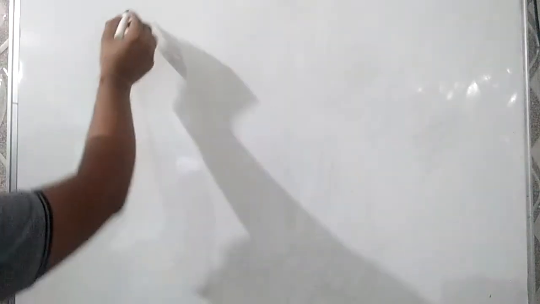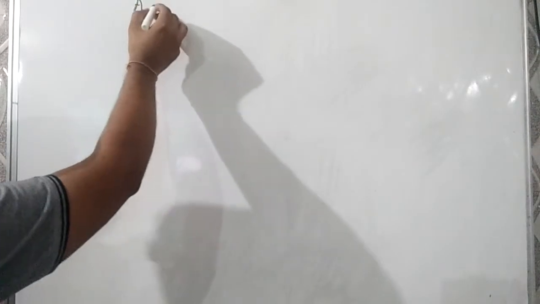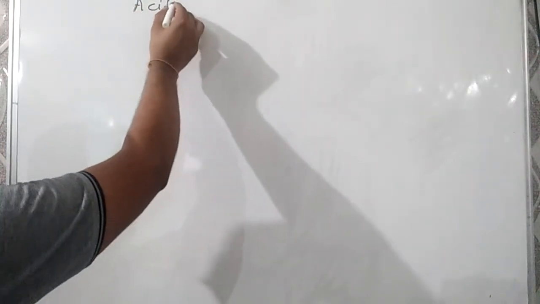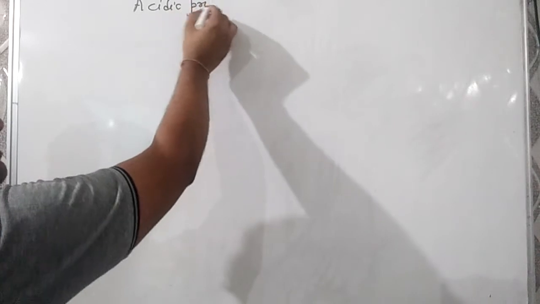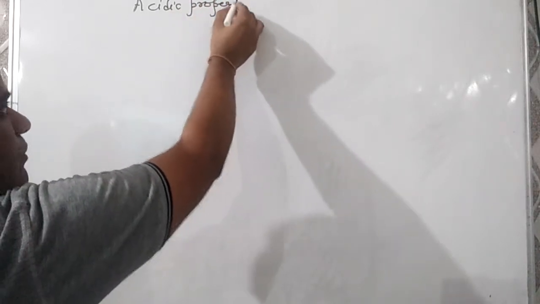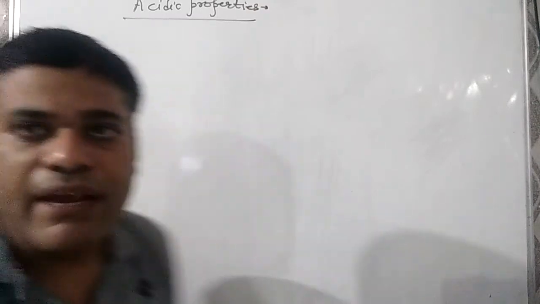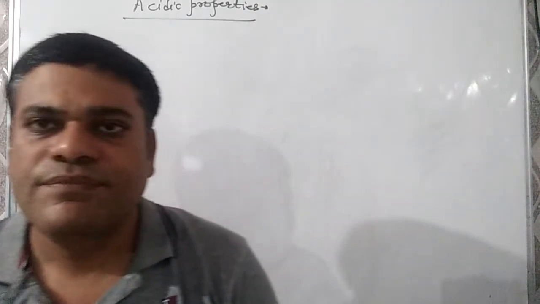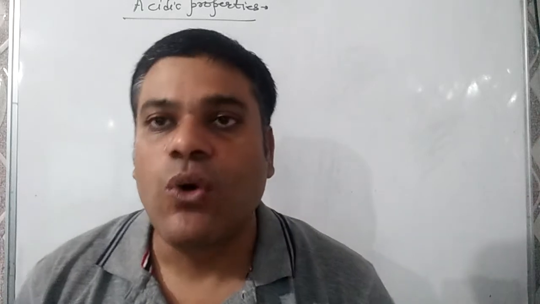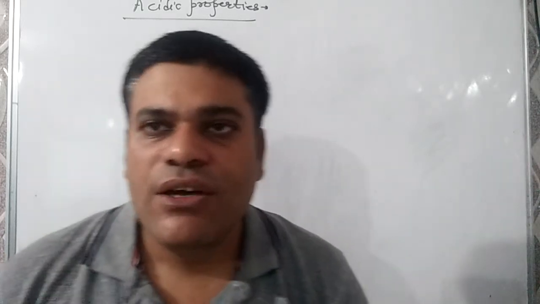Today we are going to discuss the important properties, and the first property is the acidic properties of phenol. And there might be a question in your exam: why is phenol a stronger acid than alcohols?